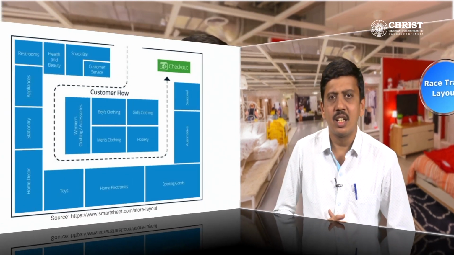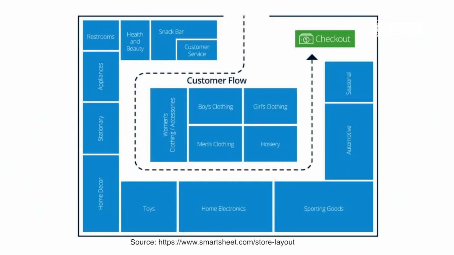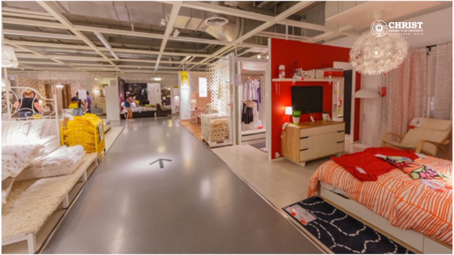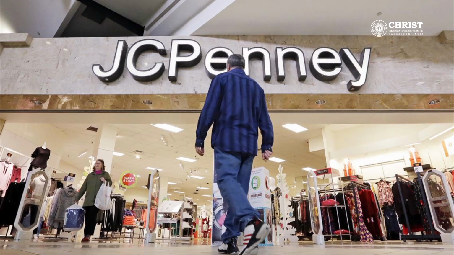As you can see here, the image of racetrack layout explains the layout inside the store. It also explains that in this form of layout, the customers are forced to have a look at all the departments, though they may not be willing to visit all the departments. It is done to increase the impulse buying among the shoppers. The examples of a few retail stores who adopt this kind of layout are IKEA, Rituvia, JCPenney, etc.